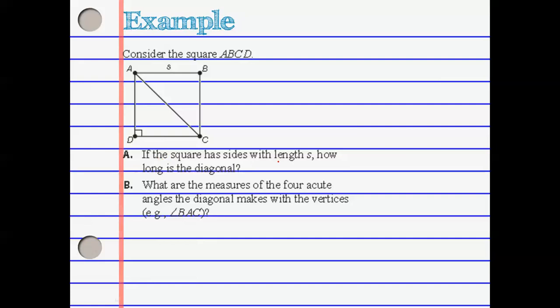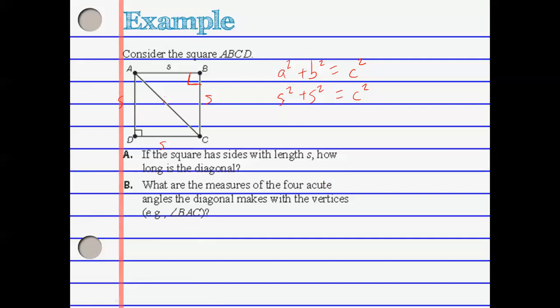Here it says, if the square has side lengths S, how long is the diagonal? So here we have S. We know that a square has all the same sides. So if this is a 90-degree angle, then we can solve this. We can use the Pythagorean theorem to find this side right here, right? We have a squared plus b squared equals c squared. So if we plug this in here, we have s squared plus s squared equals c squared.